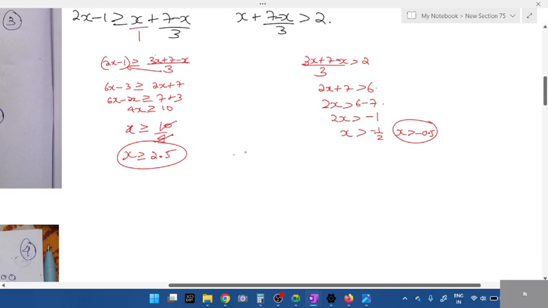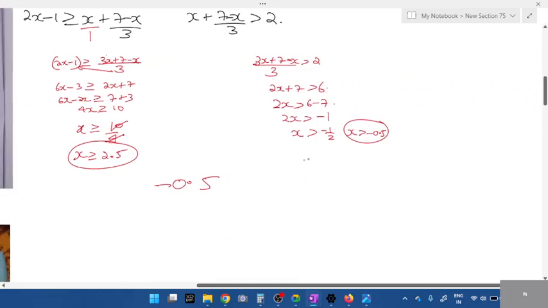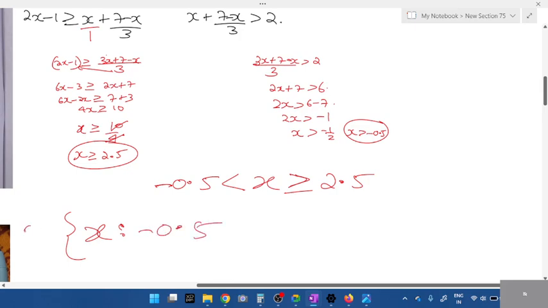Next, merge these two together. Always minus should be first. Minus 0.5 and x belongs to what? Real number, right? Okay. All of you respond. This is slightly different, students. For real number, you are supposed to write x such that 0.5, this is the solution set. Less than x, greater than 2.5, comma, x belongs to real number.